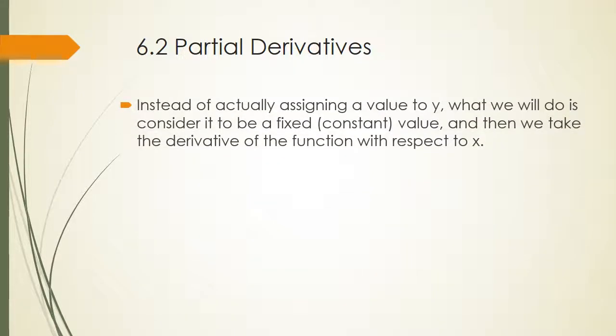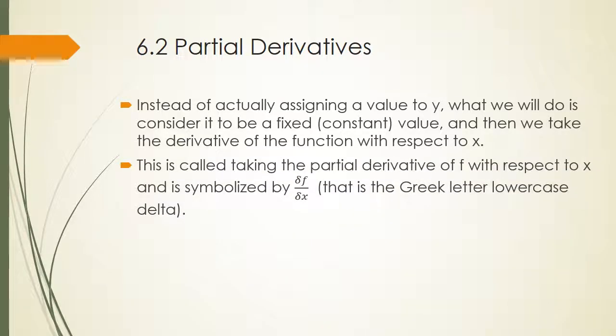So instead of actually assigning a value to y, what we're going to do is mentally consider it fixed. We're going to pretend it's a constant, and then we're going to take the derivative of the function with respect to x. And when we do that, it's called taking the partial derivative of f with respect to x, and it's symbolized by ∂f over ∂x.